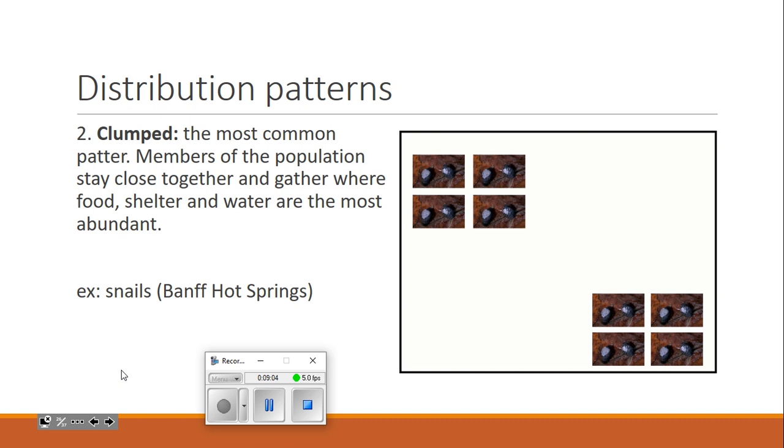Now the last distribution pattern, maybe I'll just pause here. I see people writing. I'll just wait a sec. Anyone want to ask anything there?